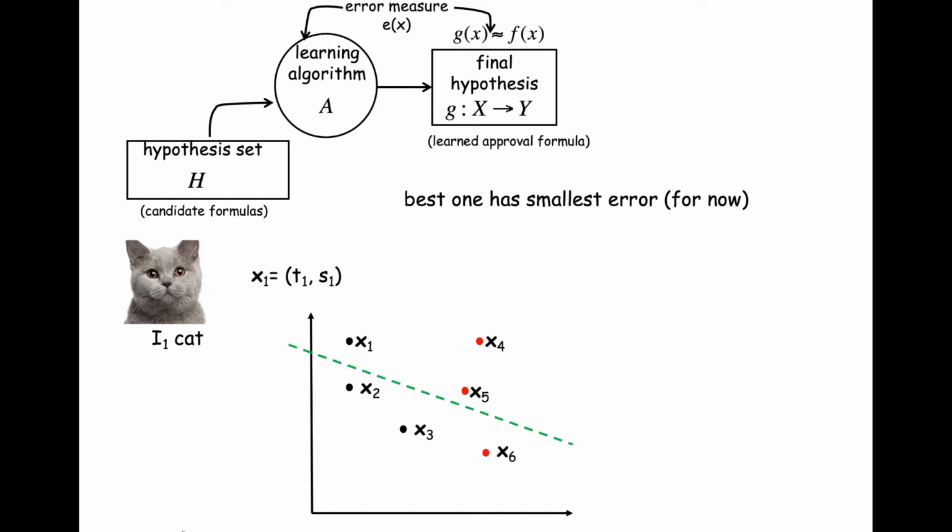We evaluate the error with respect to the ground truth target function. And in this case, x2 and x3 are correct. x1 is an error. x6 is incorrect. It's an error. x4 and 5 are correct. So now we update our hypothesis with our search, our learning algorithm, and we now select a new hypothesis. And this is a different line. You'll notice its slope and y-intercept are different.